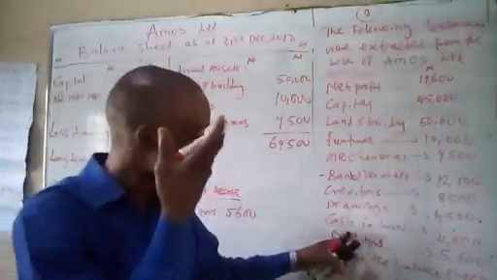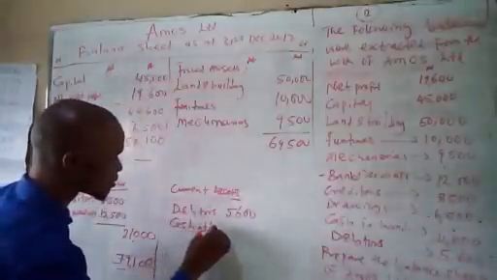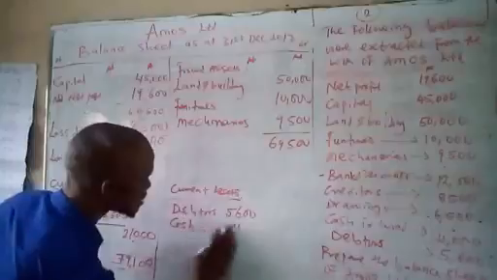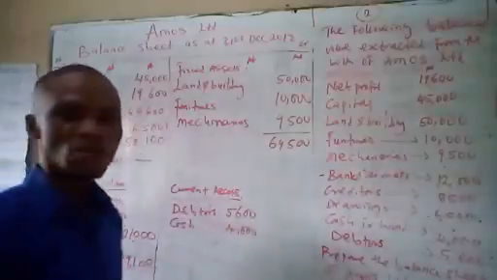Now looking at the question, do we have cash and bank? Yes, we do. We have cash at hand, which is 4,000 naira. Cash 4,000 naira. Let's check through.